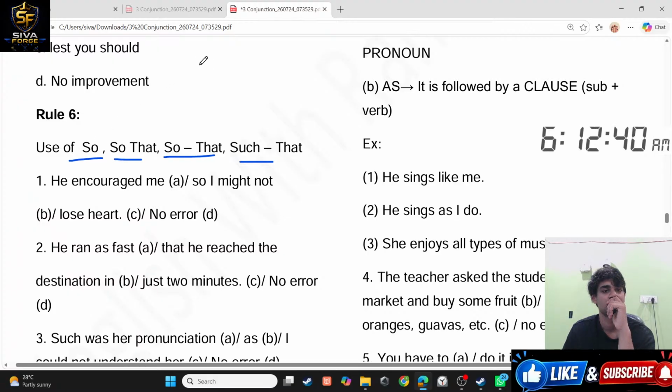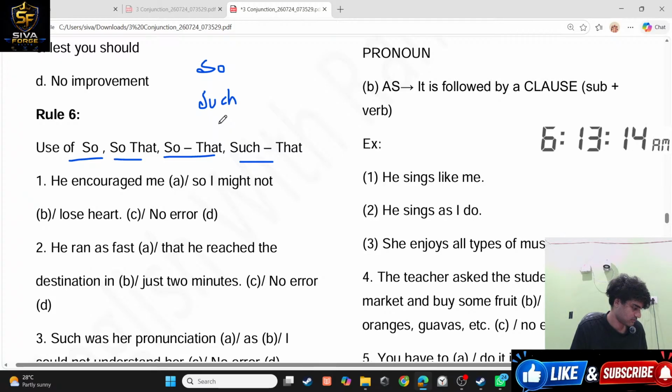When is "so" used, when is "such" used. Madam told this one, when is so used and when is such used. She started with this actually. Such as, such that. So and such.